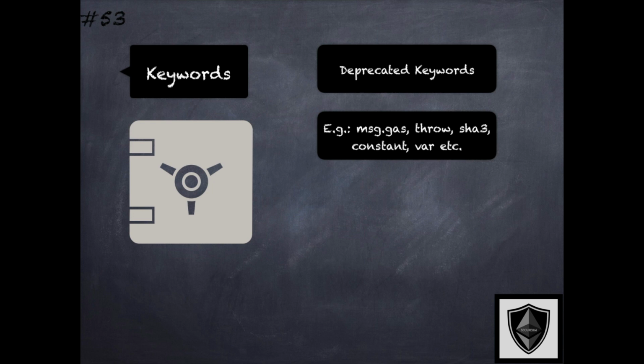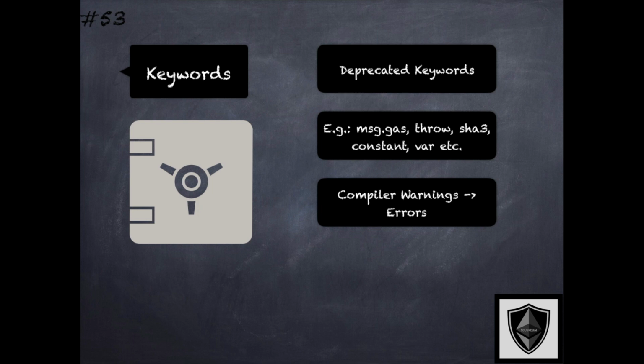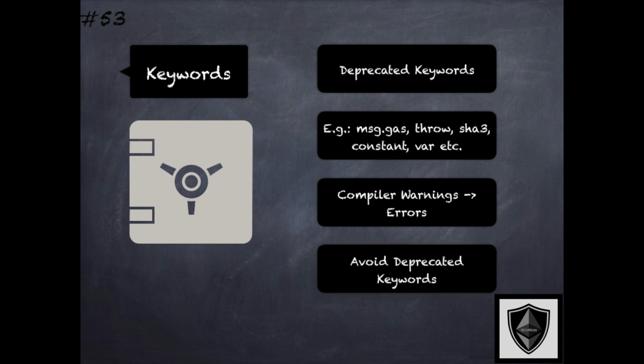sha3 for keccak256, callcode for delegatecall, the constant keyword for view, and the var keyword for using the actual type name instead. So all such deprecated keywords may start initially as compiler warnings, where the compiler warns us not to use these keywords, and over future versions these warnings could be converted into compiler errors, in which case the compilation fails. So the best practice here is to simply avoid the use of deprecated keywords even if they are compiler warnings, because these warnings can become errors in future compiler versions.